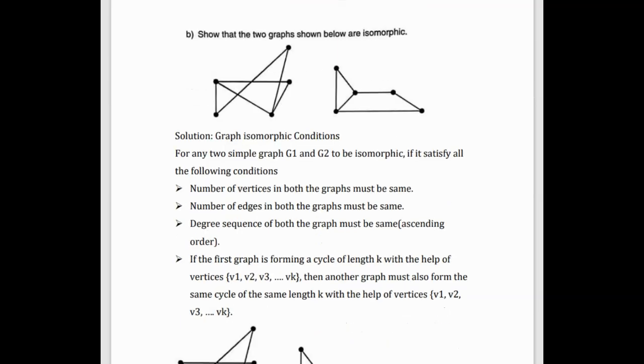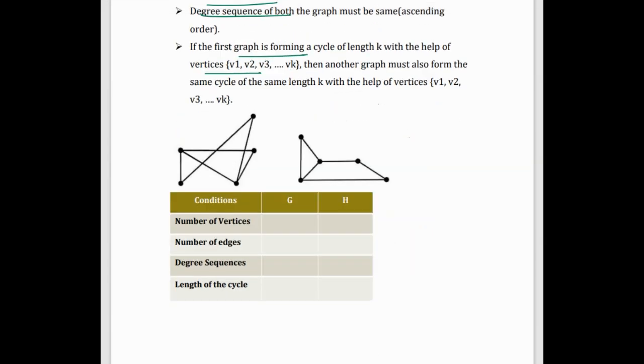Now, show that the given graphs are isomorphic. I said in the previous question what isomorphic means: the number of vertices should be the same, the number of edges should be the same, the degree sequence should be the same, and the length of the cycles in the graph should also be the same. So now we'll take this one and try to solve. Here the number of vertices, that is points: we have 1, 2, 3, 4, 5. We have 5 points.